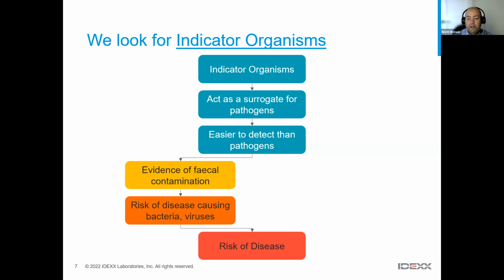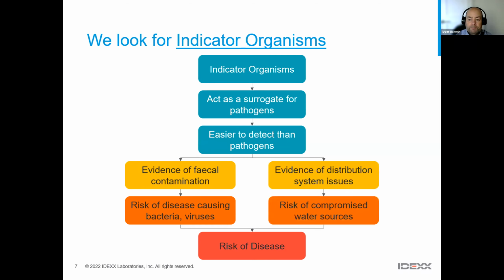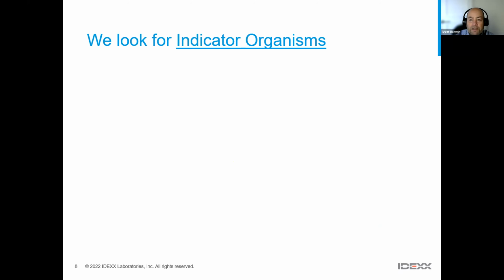They typically indicate evidence of fecal contamination, which in turn signifies the risk of the presence of disease-causing bacteria and viruses, and therefore risk of disease. They also signify evidence of issues with a distribution system, which in turn poses a risk of the water source itself being compromised. And again, that results in a risk of disease. So it's extremely important for us to detect these indicator organisms.